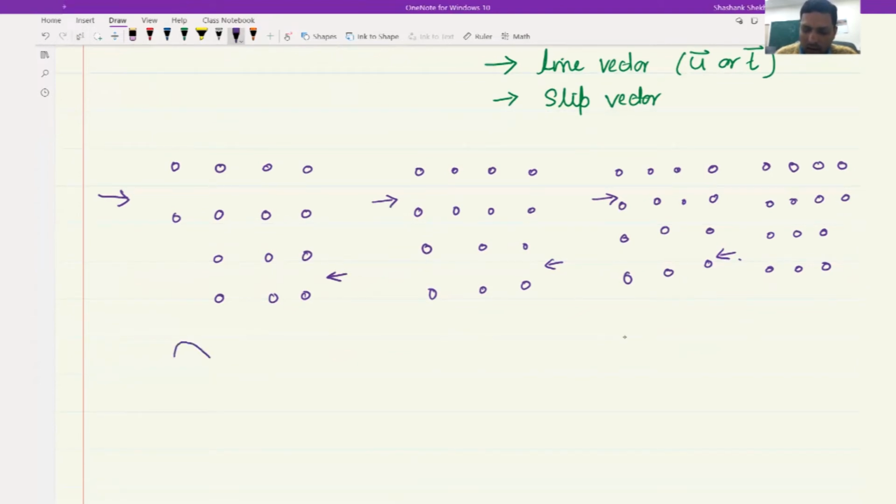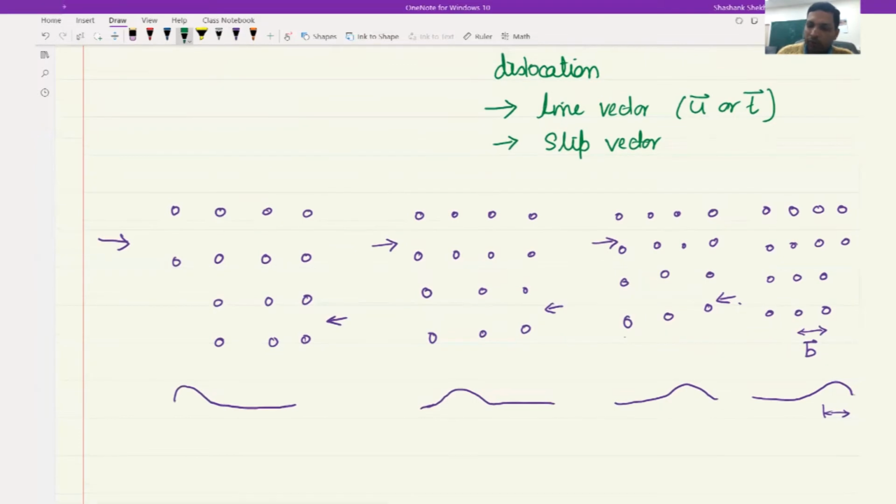So it is like this is the caterpillar, it makes a bump over here, then this bump moves ahead, then again this bump moves further ahead, and eventually the whole caterpillar has shifted by a small distance, and this small distance is equal to the step size, or the smallest distance between the atoms, and this is what is called the slip vector. So this will become our what is also termed as B.